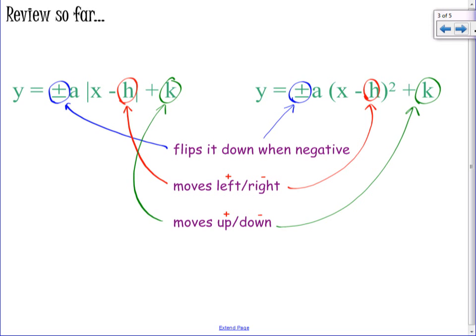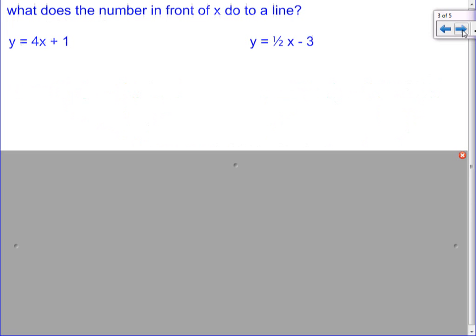Okay, so what's the only thing we haven't talked about yet? Yeah, what the A value would do to a graph. Okay, so that's what we're going to talk about right now. Questions so far? Okay. All right, so what does the number mean in front? Let's first talk about it with lines because we already know this part. Okay, it is something to do with the slope.